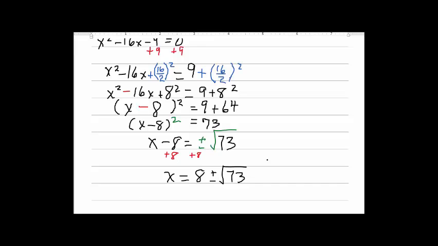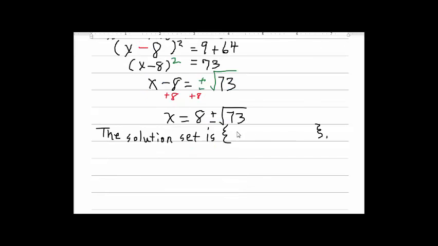And so I now am ready to write my solution set. So the solution set is the set containing 8 minus the square root of 73, or 8 plus the square root of 73. And that is how I solve a quadratic equation by completing the square.